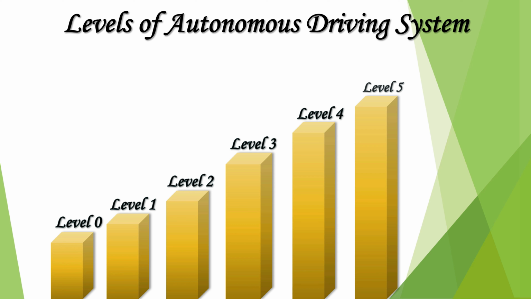Levels of autonomous driving system. In level 0, there is no driving automation. In level 1, there will be driver assistance. In Level 2, there is partial driving automation. In Level 3, there will be conditional driving automation. In Level 4, there will be high driving automation. In Level 5, there is full driving automation.